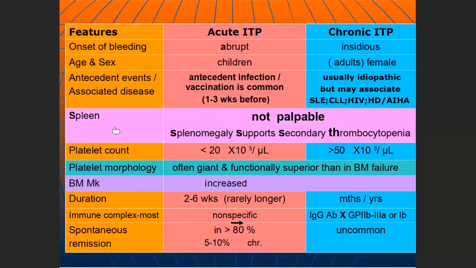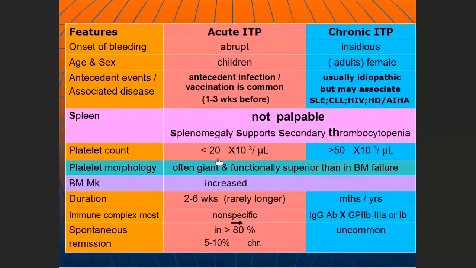Regarding the spleen, it must not be enlarged. There is no palpable spleen in ITP, whether it is acute or chronic. If the spleen is enlarged, then you have to think of other causes of thrombocytopenia. The enlarged spleen is not a feature of ITP. It usually favors secondary thrombocytopenia. Okay, in ITP the spleen is not enlarged. If we find an enlarged spleen, this is not ITP.